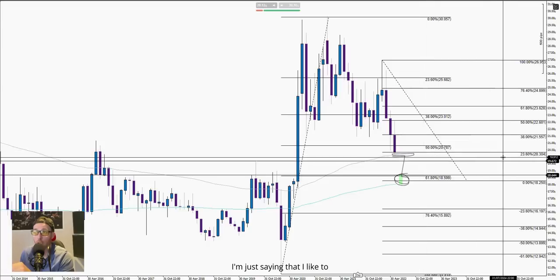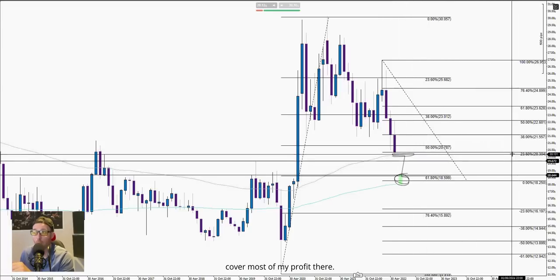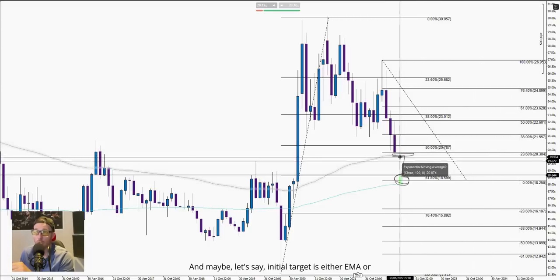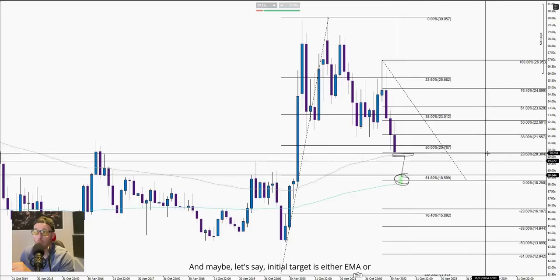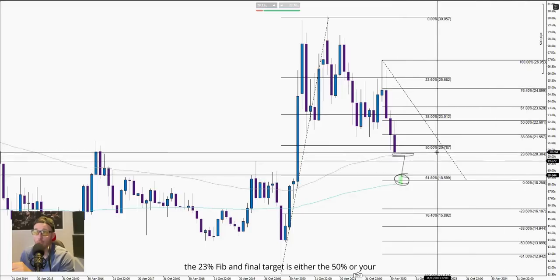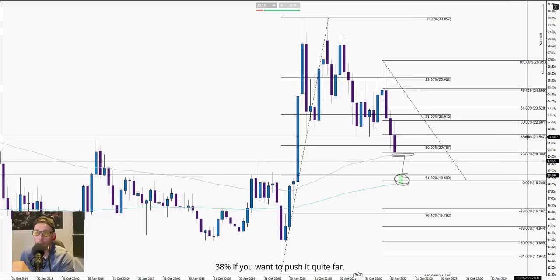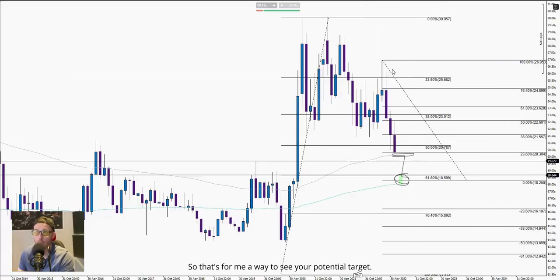I'm just saying that I like to cover most of my profit there. So let's say the initial target is either the EMA or the 23 fib, and the final target is either the 50 or your 38 if you want to push it quite far. So that's, for me, a way to see your potential target.